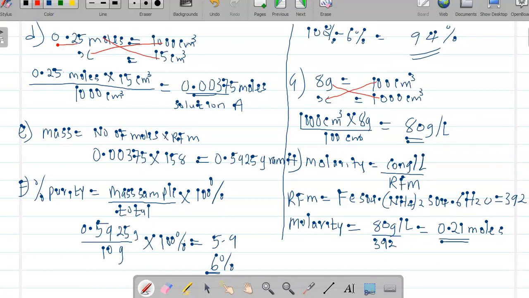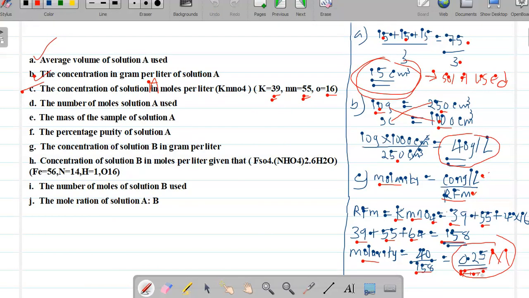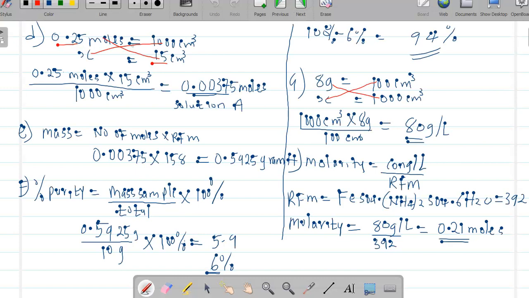0.25 is equal to 1000. What about 15 centimeter cube? 0.25 is the molarity of solution A, so 0.25 moles is equal to 1000 cm³. What about the average volume, 15? So 0.25 is equal to 1000, molarity, and 15 centimeter cubed.